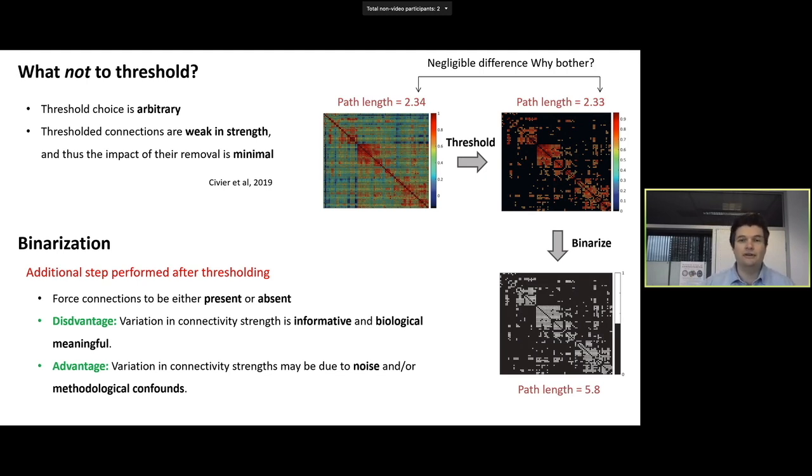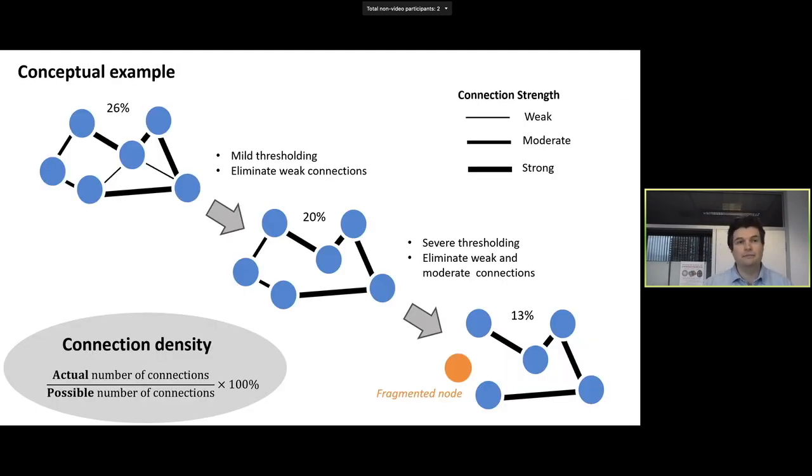However, the counter argument is that it's probably likely that some of this variation is due to noise or methodological confounds, and therefore by binarizing connections, we potentially remove some of those confounds. So here's a conceptual example of thresholding.